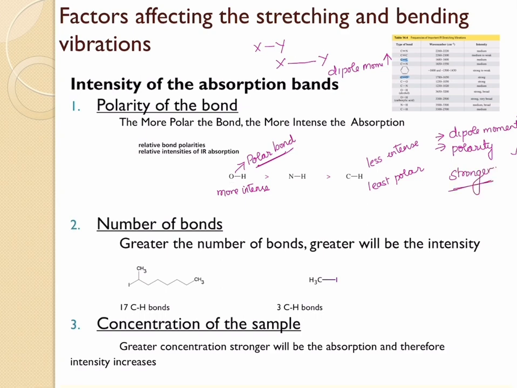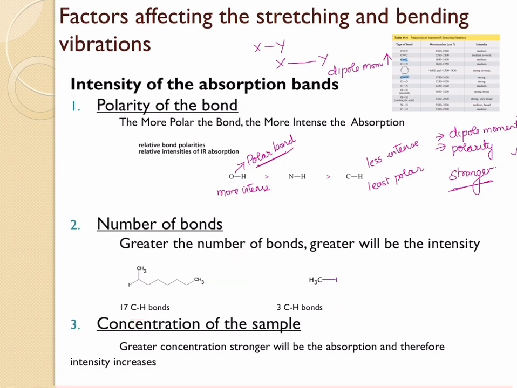The intensity of the absorption bands is also going to be affected by the number of bonds present in the molecule. Greater the number of bonds, greater will be the intensity. Let's take a look into the structure of octyl iodide. Here you can see that there is a total of 17 carbon-hydrogen bonds. But in the case of methyl iodide, there are only 3 CH bonds. Between these two, octyl iodide is definitely going to produce a very strong, intense absorption band for CH compared to methyl iodide.